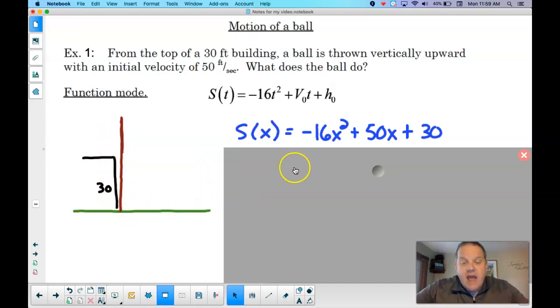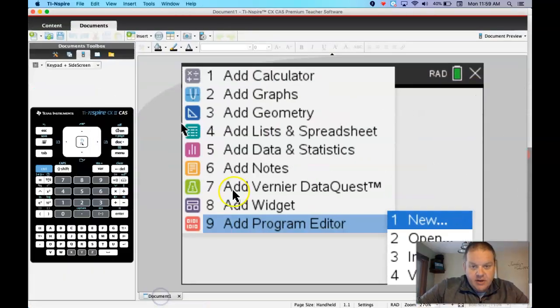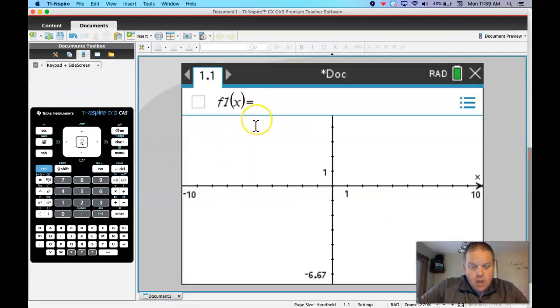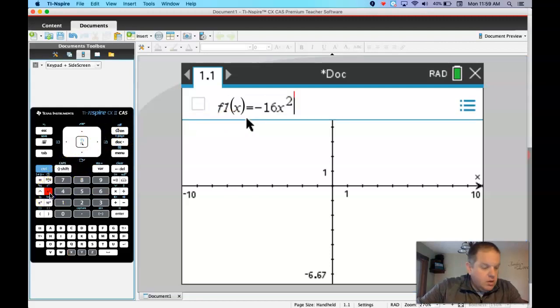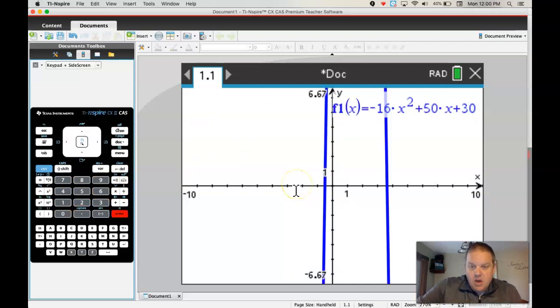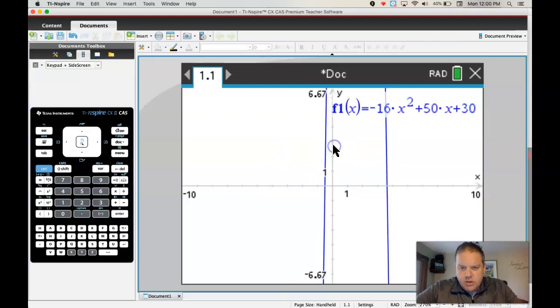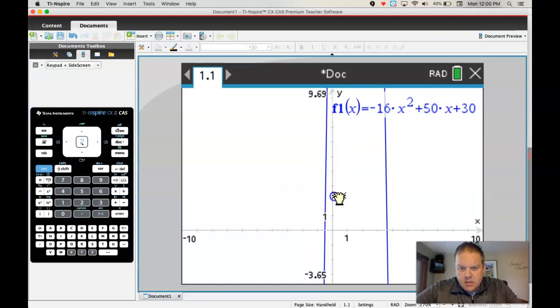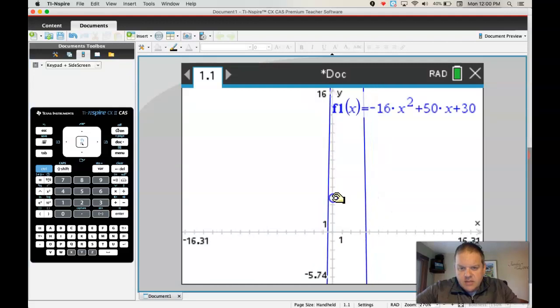So when I graph this S of x function on a graphing calculator, it would now be negative 16x squared plus 50x plus 30. This is our initial velocity, and this is our initial height. When I go on there, it looks like, whoa, what's going on with that? Well, let me zoom out a little bit on this. There are the axes.